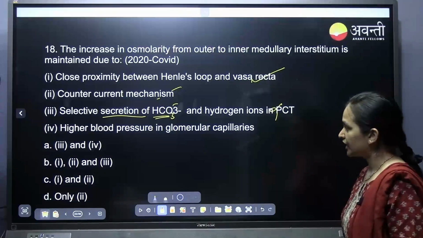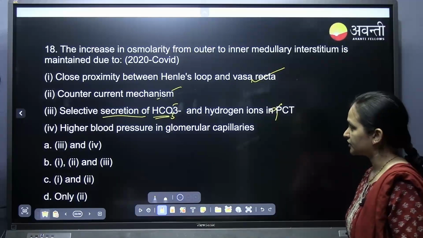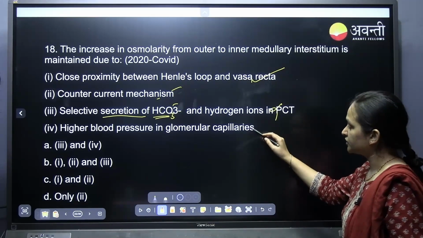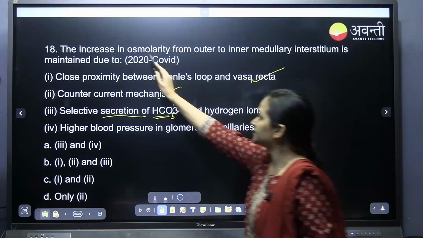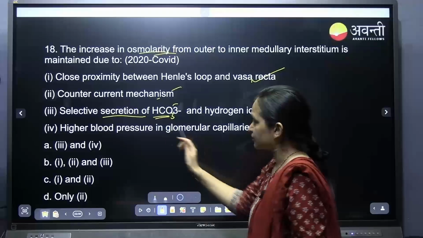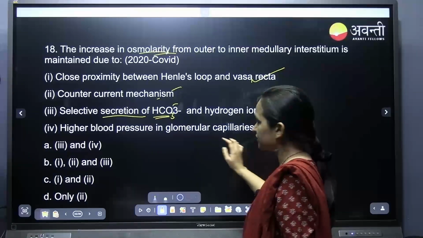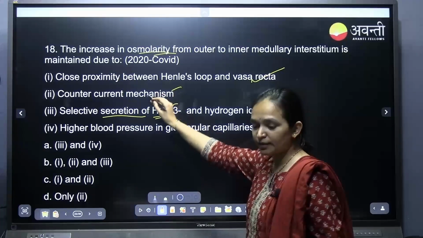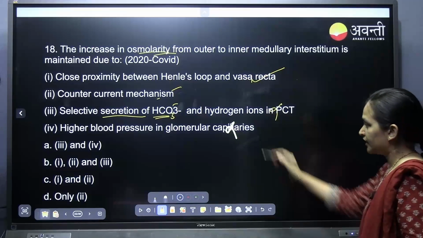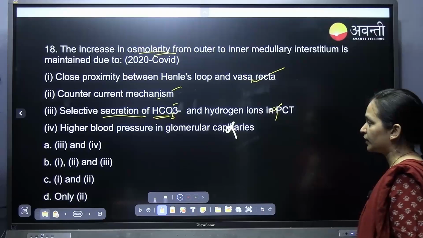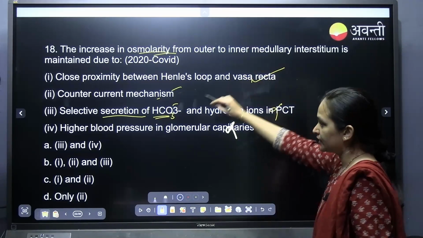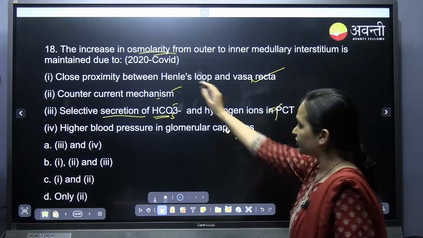High blood pressure in the glomerular capillaries. Okay, this statement is right, but we need to find the statement regarding the increase in osmolarity, the countercurrent mechanism. Is high blood pressure in the glomerular capillaries aiding the countercurrent mechanism? It is not helping in any way directly. It helps indirectly, but not directly, which means only 1 and 2 are correct.